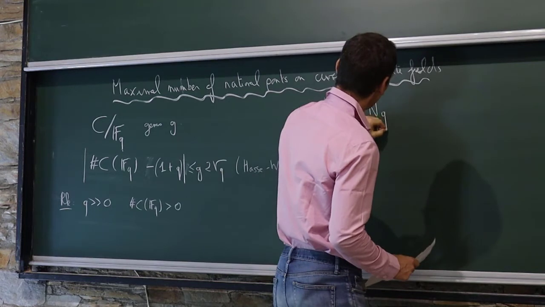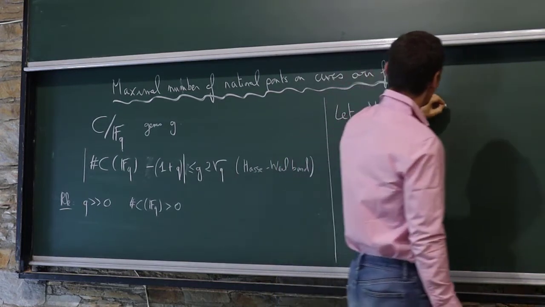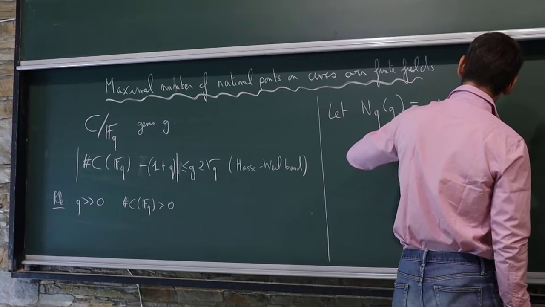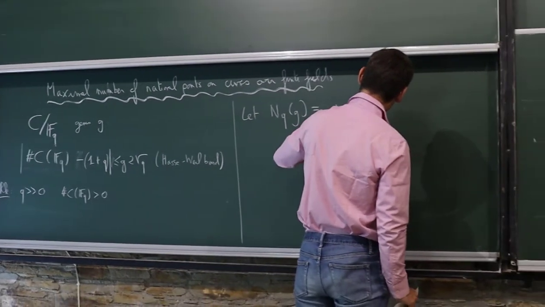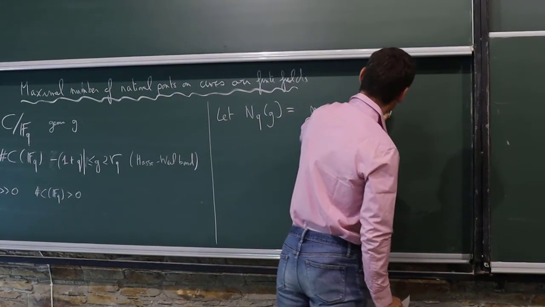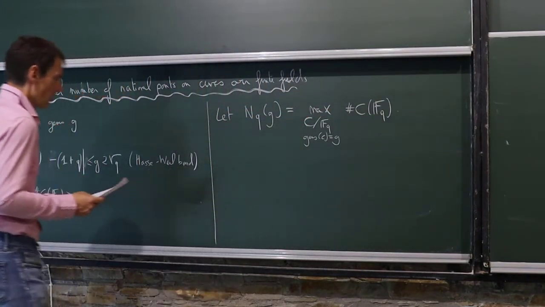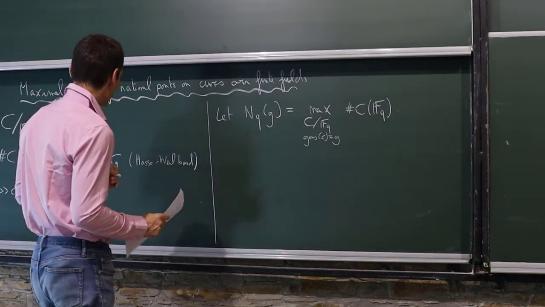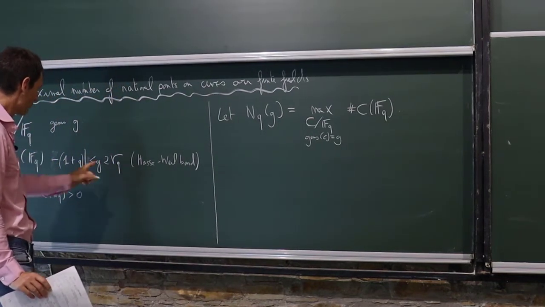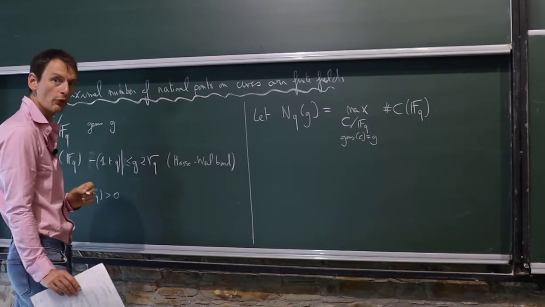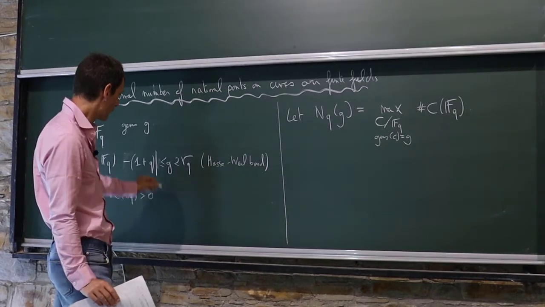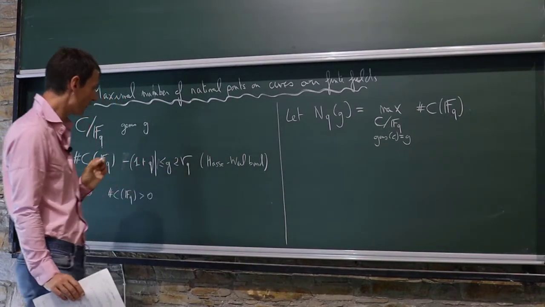In order to understand this maximum, people denote by N_q(g) the maximum, over all curves C over F_q with genus of C equal to g, of the number of rational points on the curve over F_q. First, there is a slight improvement that we can make. When q is not a square, the number 2 square root of q is not an integer. So of course we can take the integer part of this, but what Serre proved is that you can do slightly better.